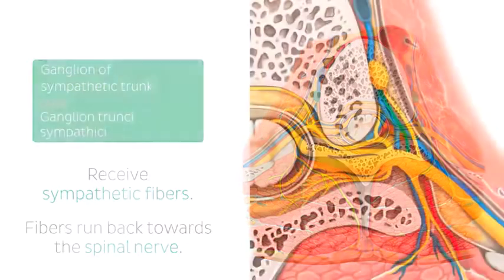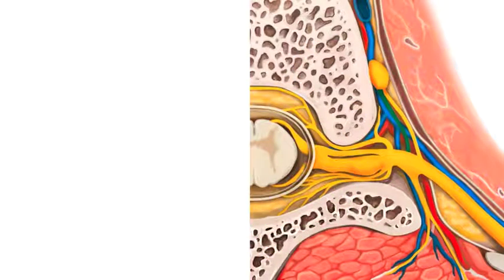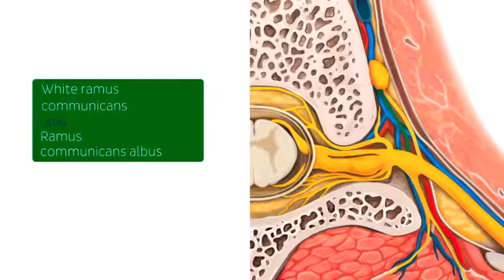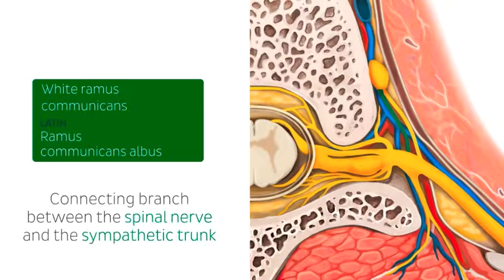We're going to zoom in on this image to now highlight the structure which is known as the white ramus communicans. And the white ramus communicans is a connecting branch between the spinal nerve and the sympathetic trunk. The sympathetic fibers from the thoracic and lumbar segments reach the sympathetic ganglia of the sympathetic trunk, where they can either synapse at the ganglion on the same level or travel up or down the sympathetic trunk to arrive at the correct spinal level for their action. It is called white because the fibers are rich in myelin.